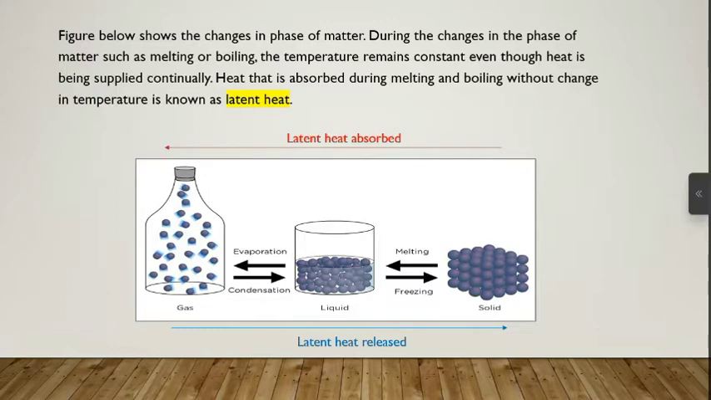So you can see in the figure below, when the gas is condensing into liquid state and the liquid is freezing into the solid state, the latent heat is released during this process. But when the solid is melted to liquid and the liquid is evaporated to gas, the latent heat is absorbed during this process.